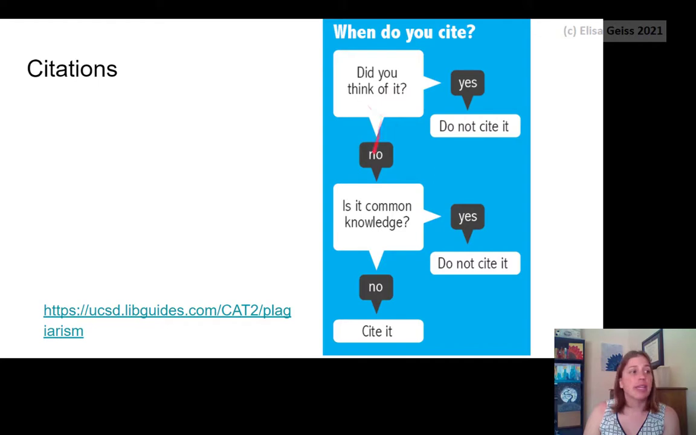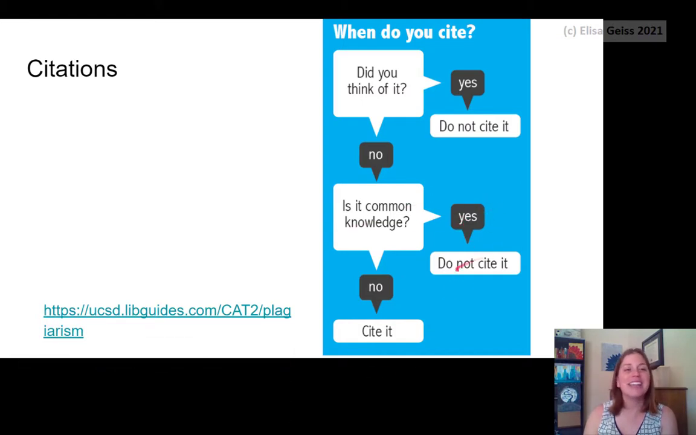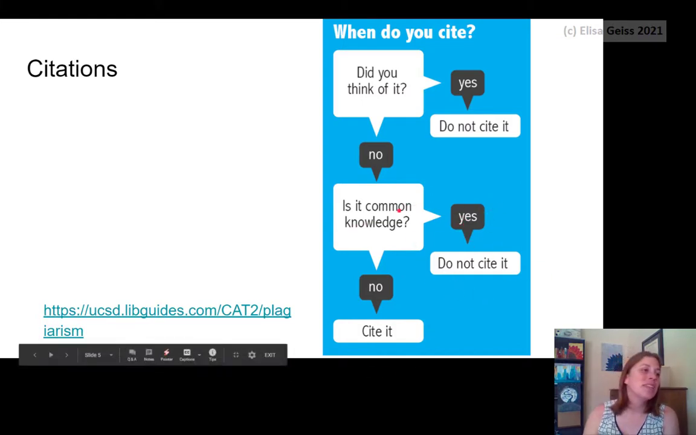However, that's not all the cases, right? Is this actually something that's common knowledge? For example, if I'm thinking about infant development, it is common knowledge that typically infants say their first words around the first year of life. Since it's relatively common knowledge, if the answer is yes, I do not need to cite it. If it is not common knowledge, I do need to cite it.